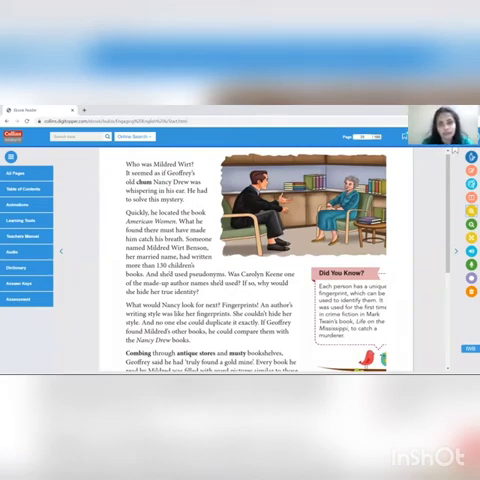Like the children of your age think that all the superheroes and characters are real, and at times you feel that they are your friends. Similarly, this boy, Jeffrey, had started taking Nancy Drew, the detective character, as his friend. So he wanted to know desperately who Nancy Drew was, and he was all set to solve this mystery. Quickly, he located the book American Women.